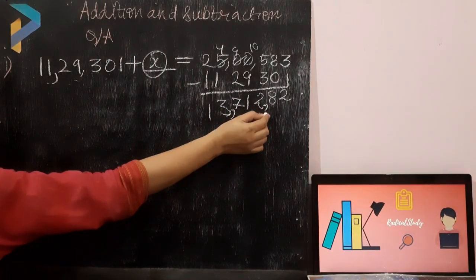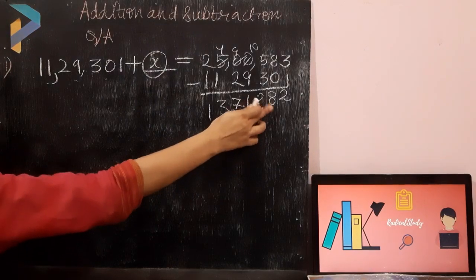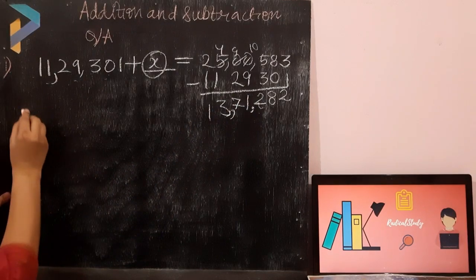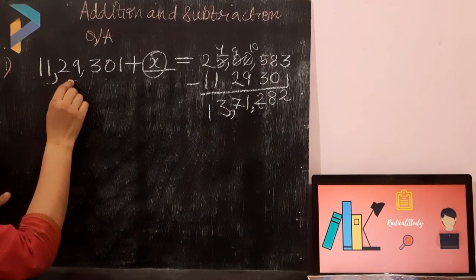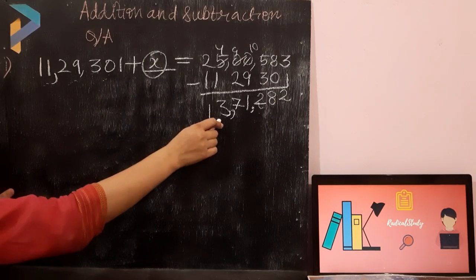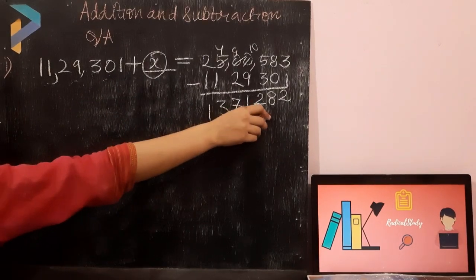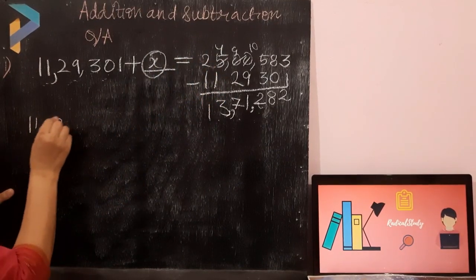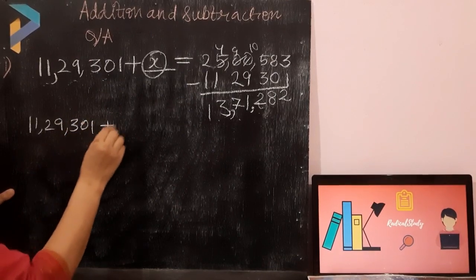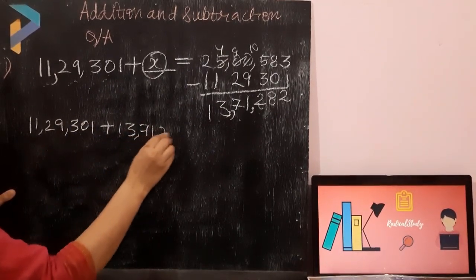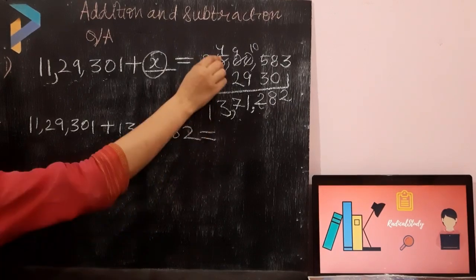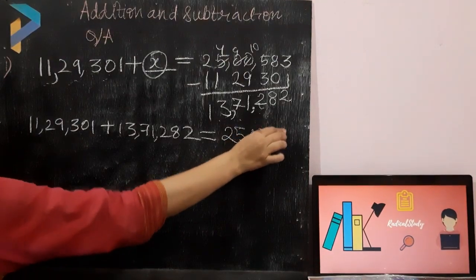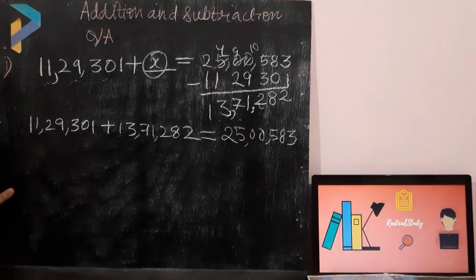And this is Indian number system. Okay students, this is Indian number system. So the comma will be placed here. So in 11,29,301 we will add 13,71,282 to get 25,583. यानी कि 11,29,301 में जब आप 13,71,282 को ऐड करोगे तब आपको ये मिलेगा 25,583. So this was your first solution.